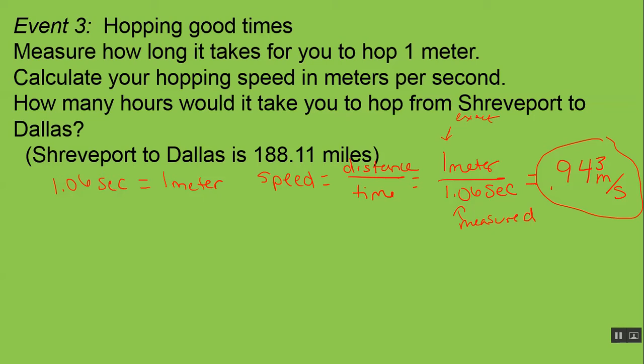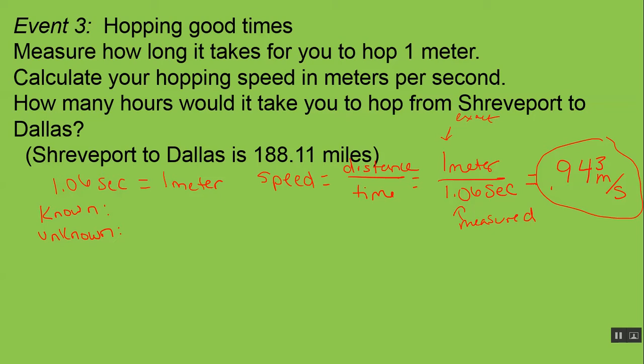All right, next question. How many hours would it take you to hop from Shreveport to Dallas? Now we've got a story problem, right? We've got a problem where we have a known, which is something that's given to us somewhere, and then an unknown, which is the question, right? So let's talk about and set up, using the idea of dimensional analysis, how we would solve the problem. And remember that we always set up by first identifying what are known and unknown, what they are, right?